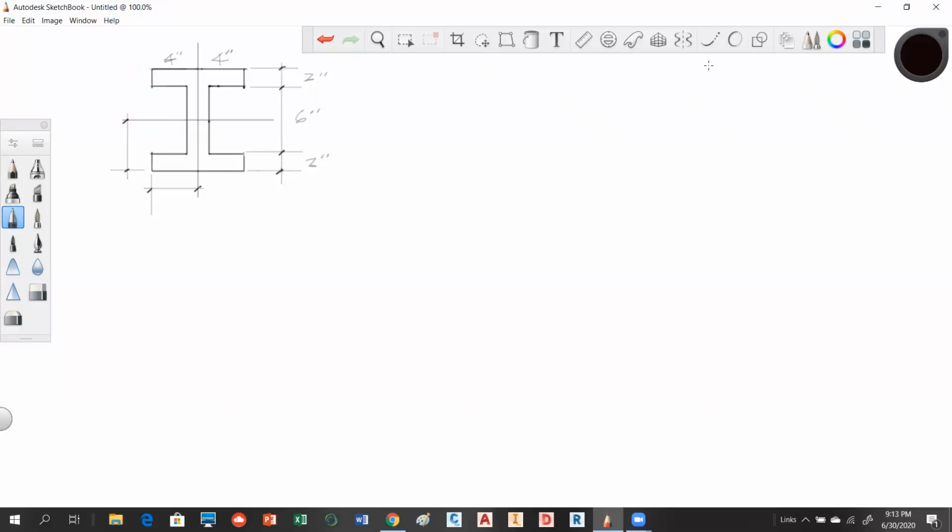Okay, we're looking at problem 1, chapter 7. This is a moment of inertia problem. This is going to utilize the parallel axis theorem. And so we're going to break this down into simple shapes.